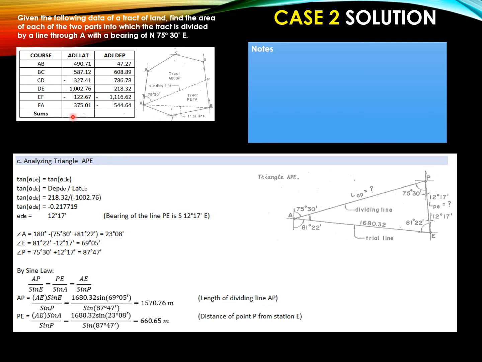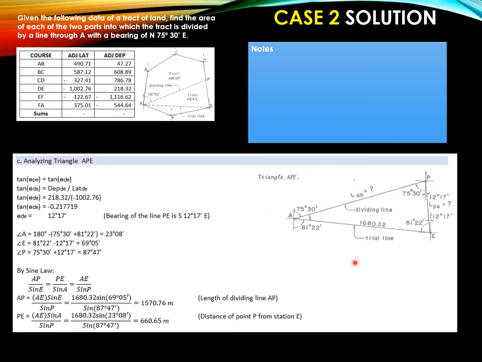Ayan, this one, AP. And then also the PE is the distance of a point from station E. Okay? So, siya si station E, si PE. So, yan ang tanong eh. Find the area of each of the two parts into which the track is divided by a line through A with a bearing of north 75 degrees 30 minutes of east.